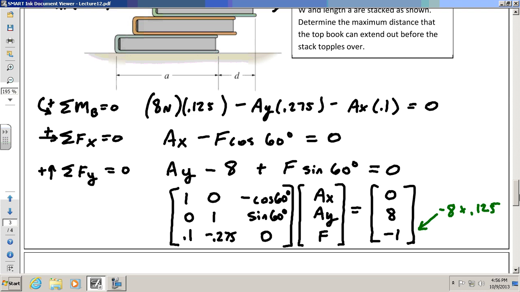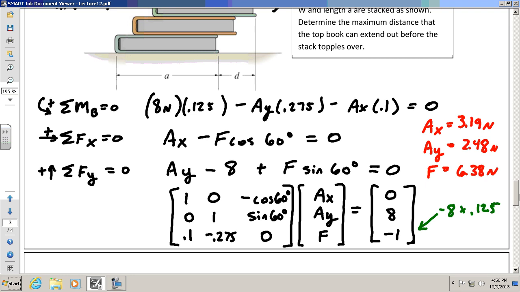That's in matrix form. Then you can go ahead and solve it. If you solve it, you get the following. AX happens to be equal to 3.19 newtons. AY is equal to 2.48 newtons. And F is equal to 6.38 newtons. So it's basically asking you for AX and AY.